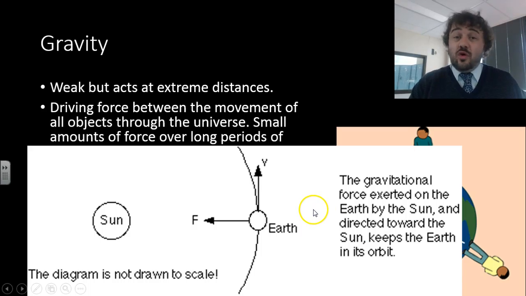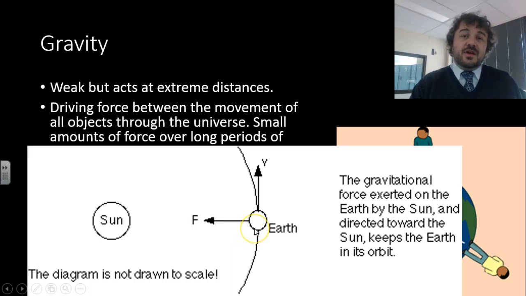It also gives us orbits, which is pretty cool. So basically, here is the Earth, and here's the Sun. What's actually happening is the Earth is falling because of gravity, the gravity is pulling the Earth directly into the Sun.